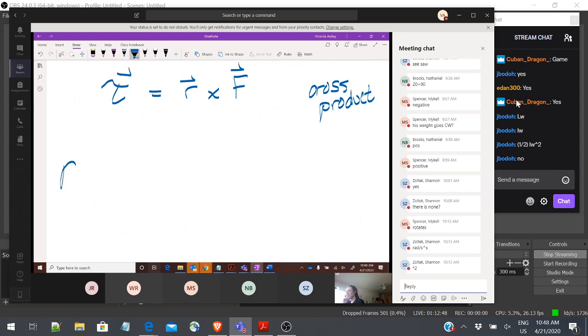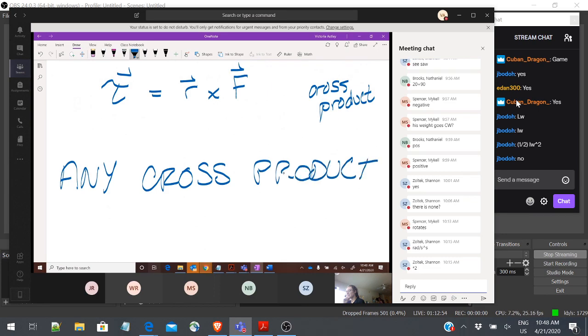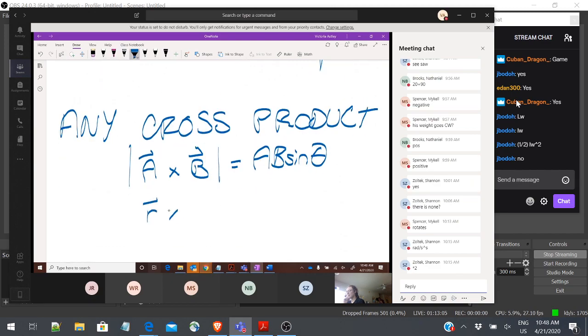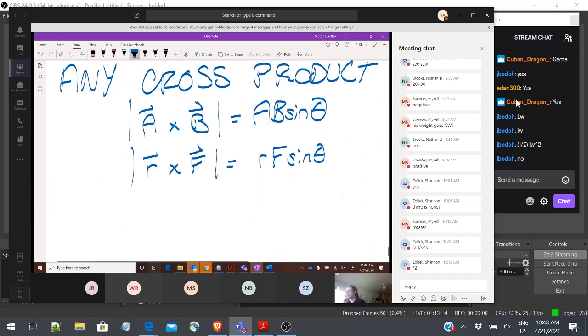So for any cross product, A cross B, the magnitude is AB sine theta. Well, hey, that looks like R cross F. The magnitude is RF sine theta. The direction is given by a right-hand rule.